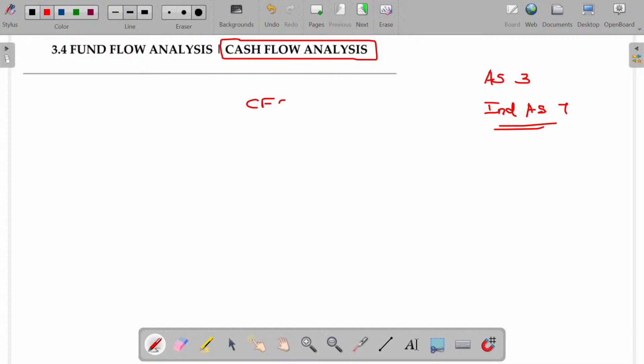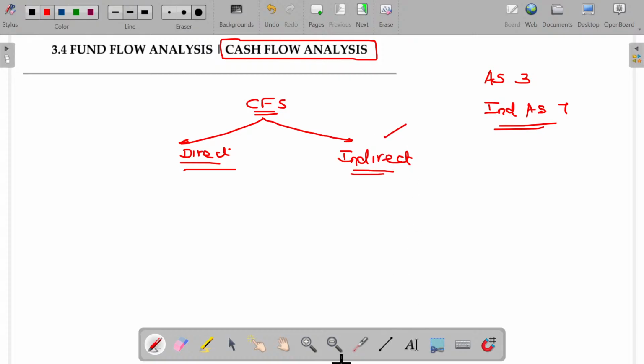Cash flow statement presentation could be of two types. One is direct presentation, direct method. Another one is indirect method. Currently, indirect method is the requested or recommended method. Mandatorily, you have to follow as per AS number 3 and Ind AS number 7's requirement. Is that okay?